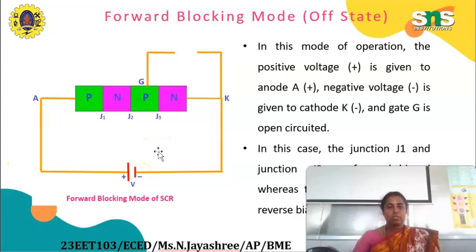Forward blocking state. Here the PN layers are connected, and P is connected to the anode and N is connected to the cathode, which is represented by the letter K, and A is nothing but the anode. This forms the forward blocking state, where positive is connected to the P type and negative is connected to the N type, and the gate is open. In this mode P is connected to the positive and N is connected to the negative supply and the gate is open. That is the forward blocking state.